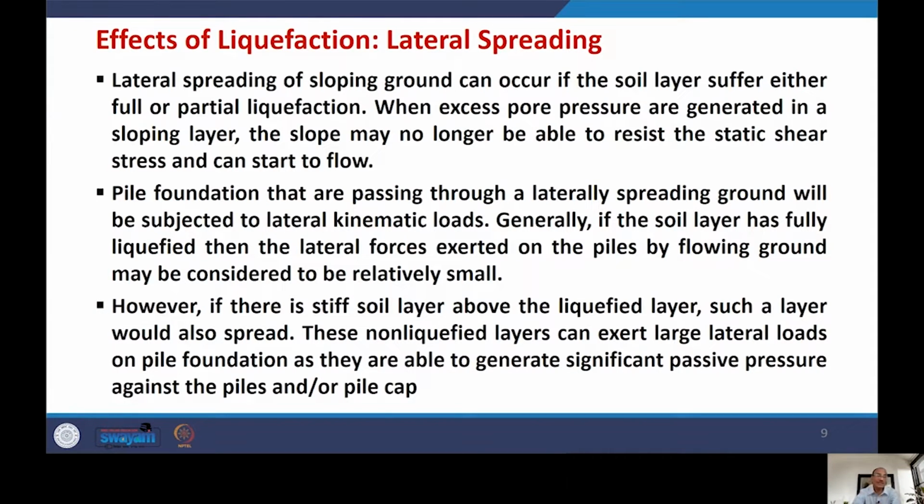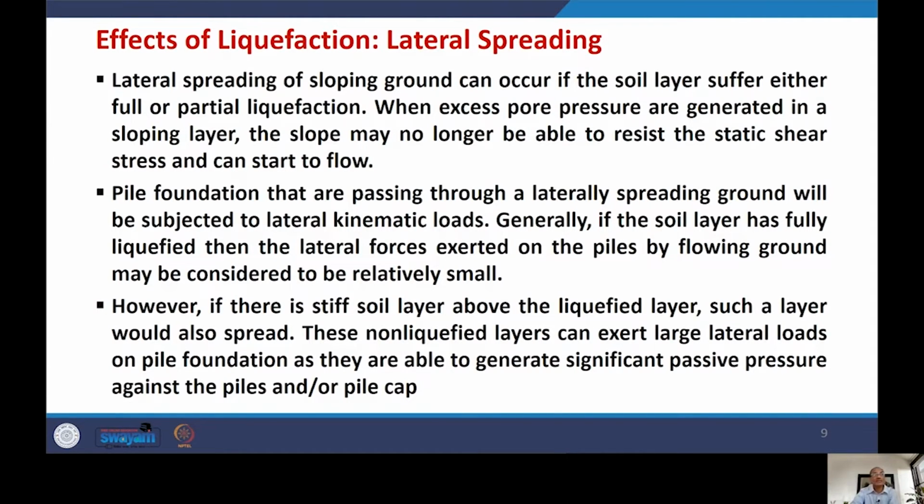Some layers get liquefied, some layers do not liquefy. So that is also a dangerous case, because those layers which are not liquefied, the non-liquefied layers, will exert large lateral loads on pile foundations at the junction. And these things we are going to discuss in this lecture in much detail. So all these things will be cleared once we discuss further.